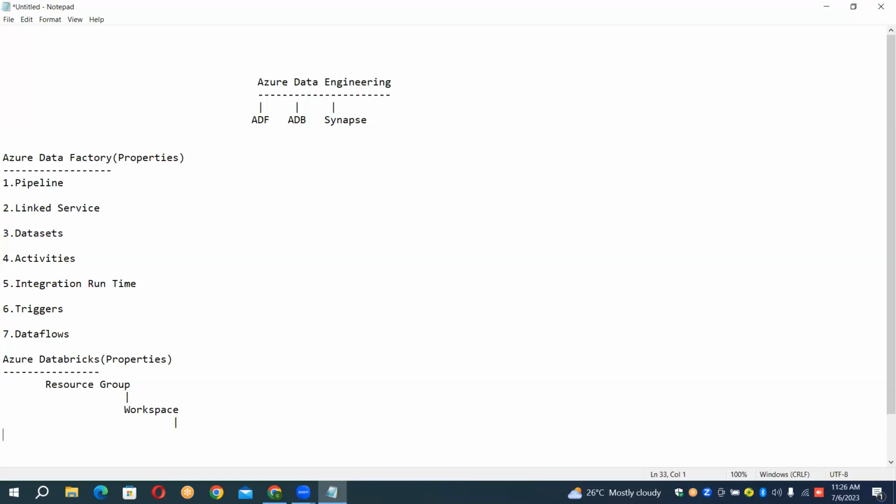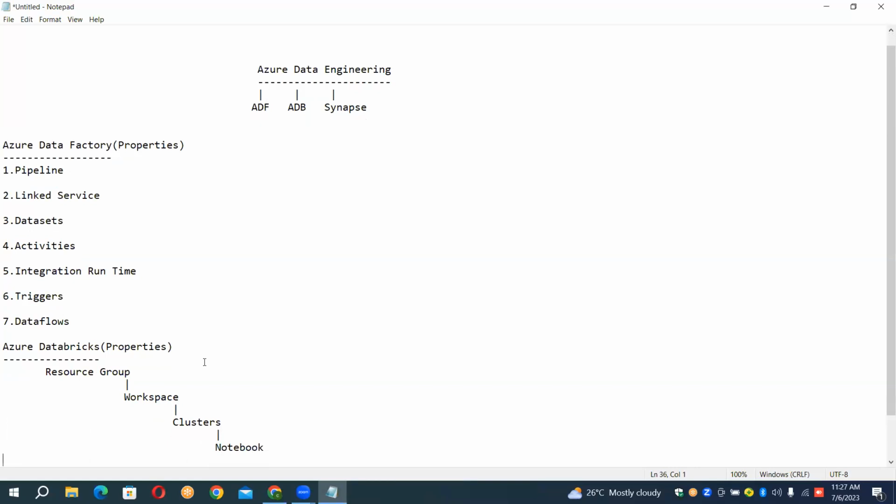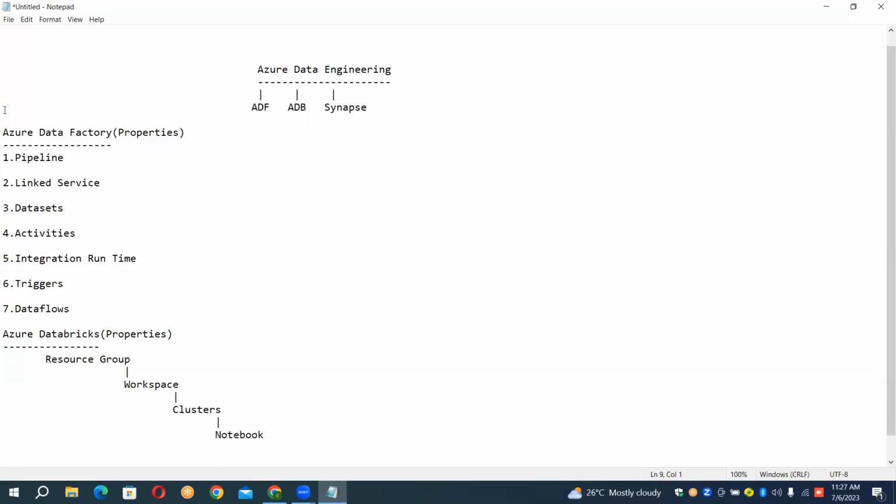Resource group, workspace. Then the next one is clusters. And under the cluster, you will have notebook. These are the components you will have in Azure Databricks, everyone. Just remember this, okay? These are very, very important, so without that, you cannot go ahead.